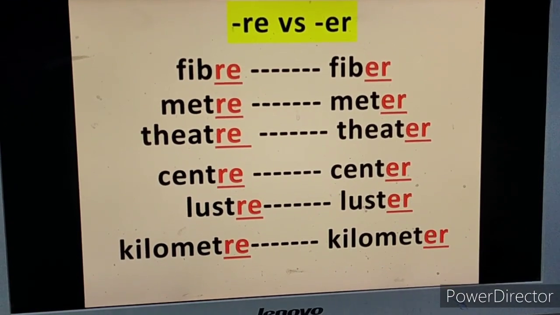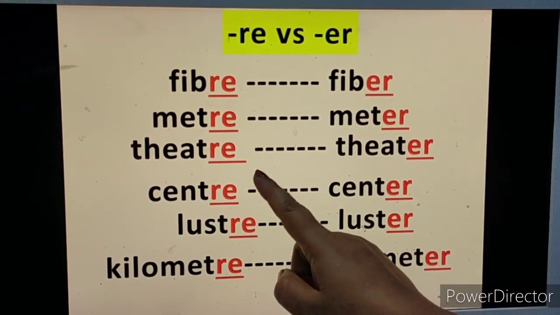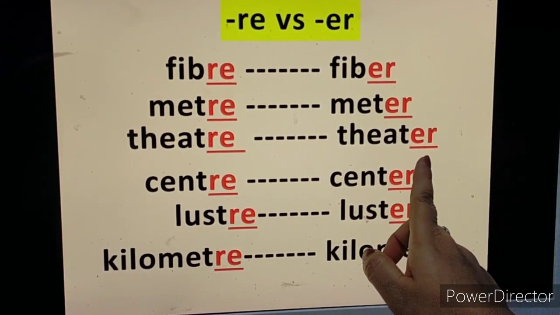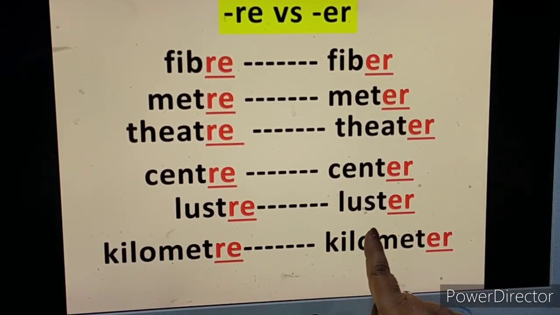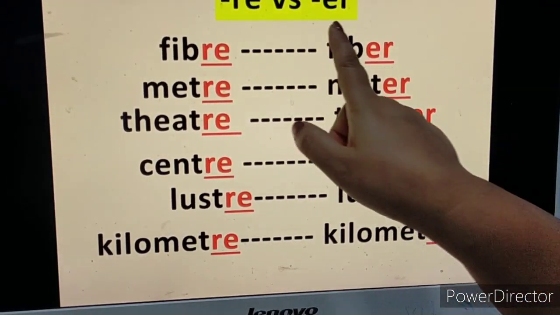The word fibre, F-I-B-R-E, is British. In American it becomes ER, fiber. Similarly, metre, meter. Theatre, theater. Centre, center. Lustre, luster. Kilometre and kilometer.